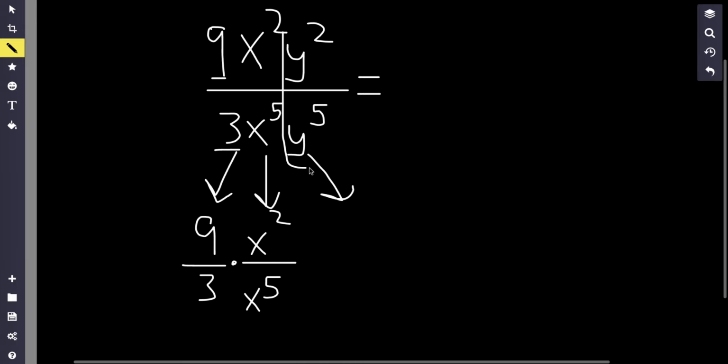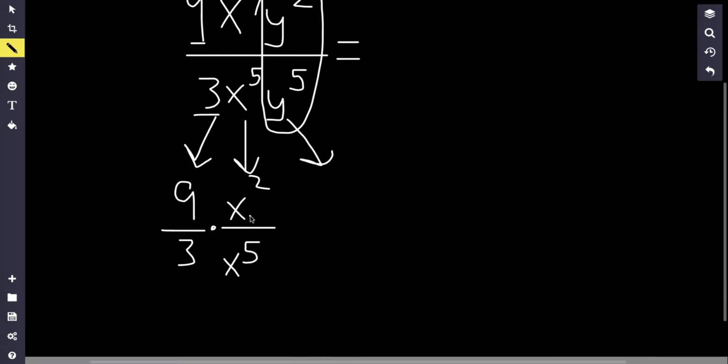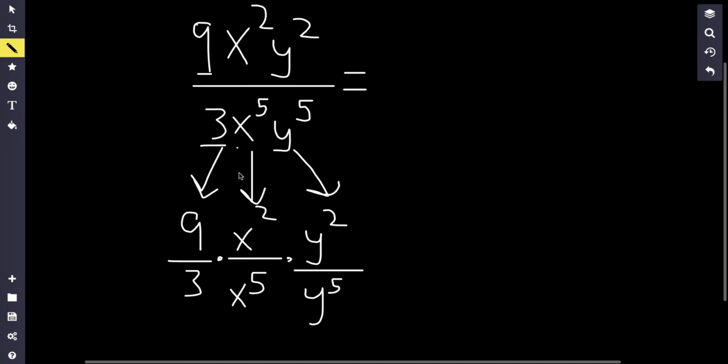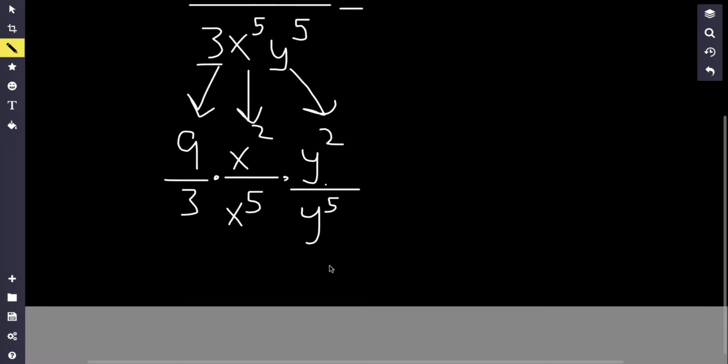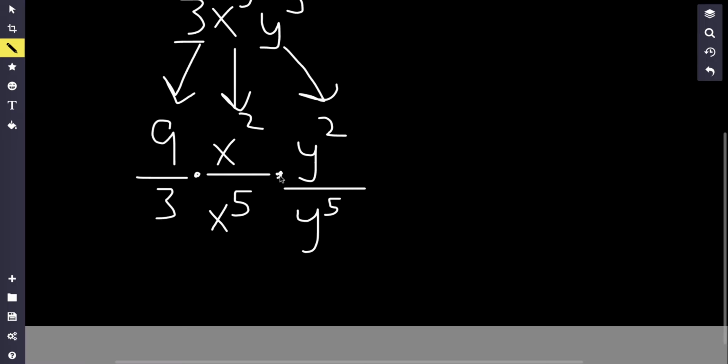And I can separate this into a 3rd fraction, so y to the 2nd power divided by y to the 5th power. So I separated the numbers from the x's from the y's. And now we can start simplifying this.